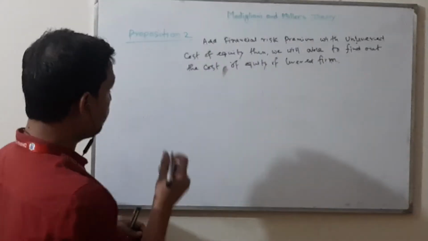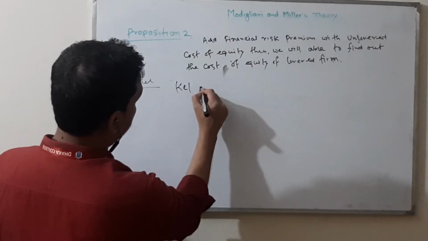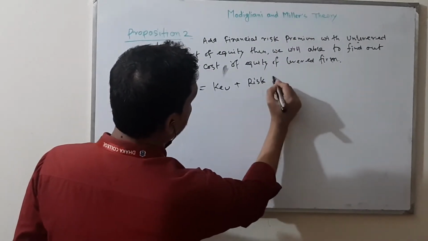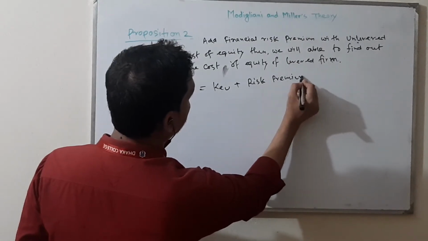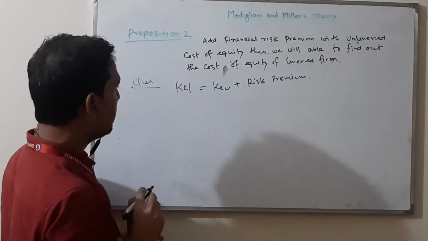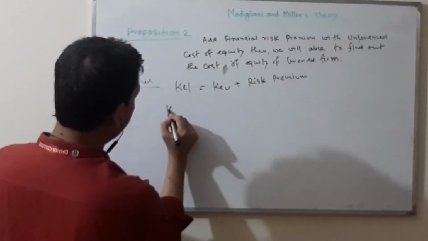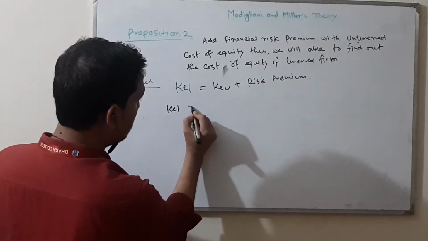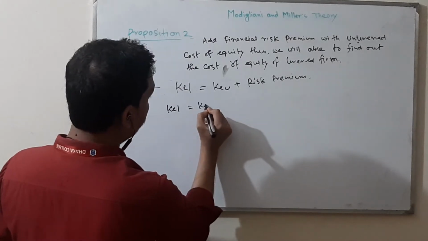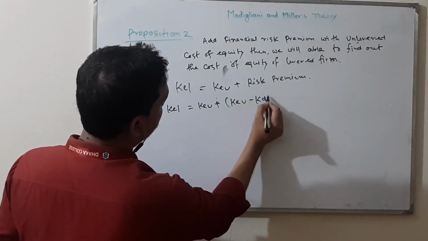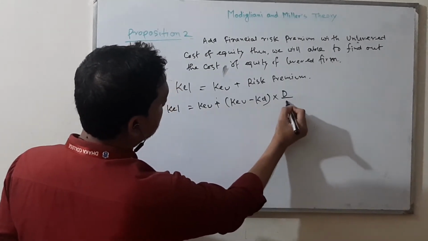So cost of equity, what are the clues? Cost of equity levered firm equals cost of equity unlevered plus risk premium. It may be brought out in another way: cost of equity levered equals cost of equity unlevered plus cost of equity unlevered minus cost of debt, into D divided by S.